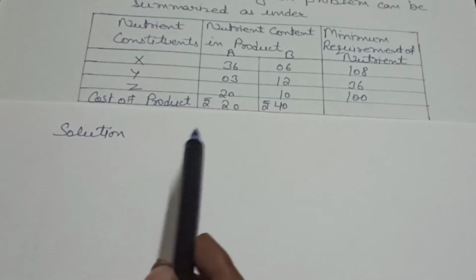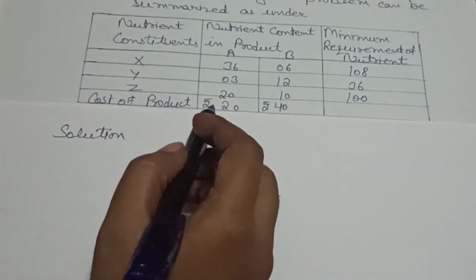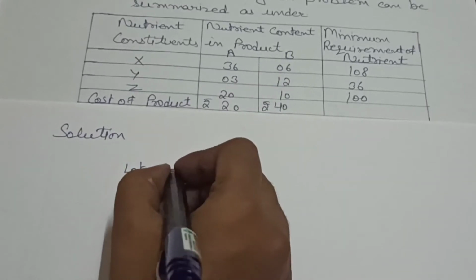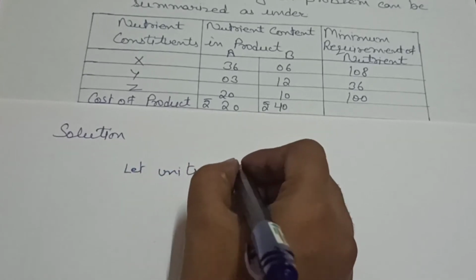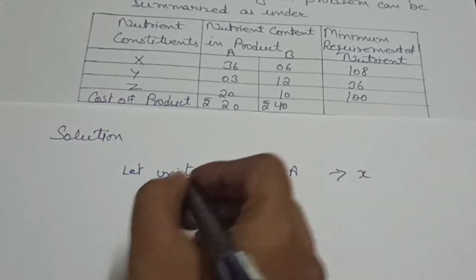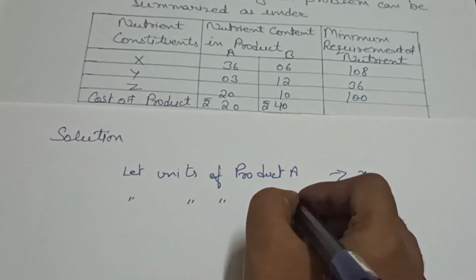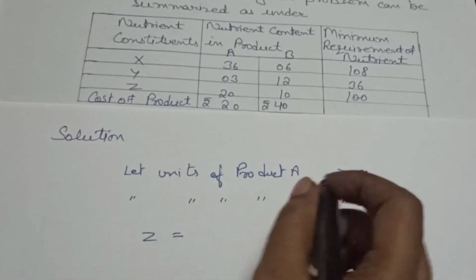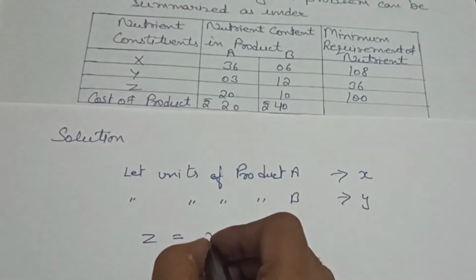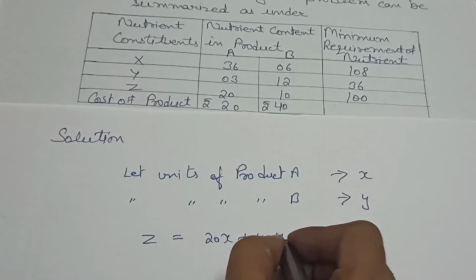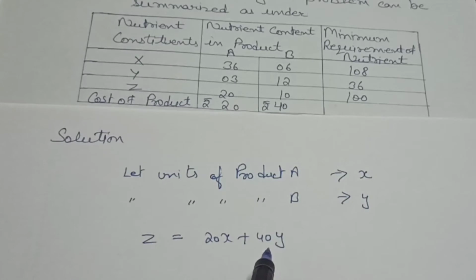First of all, we will make our minimize function. So we have product A and we have product B. Let's suppose units of product A as x, small x, and units of product B as y, small y. So our function will be: cost of x is 20, 20x plus y into 40, 40y. So we have to minimize this function 20x plus 40y, because this is the cost function.